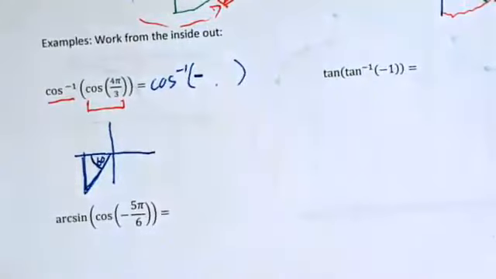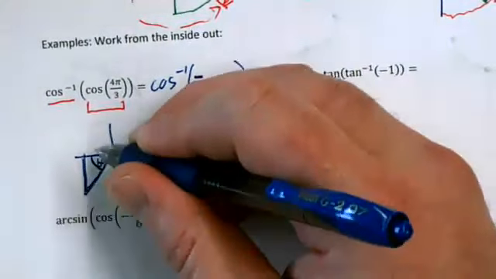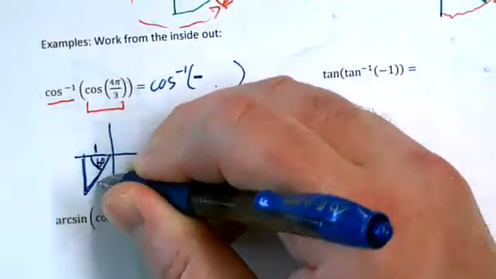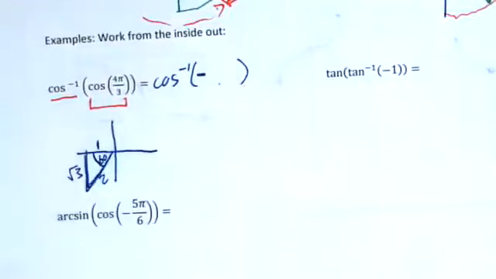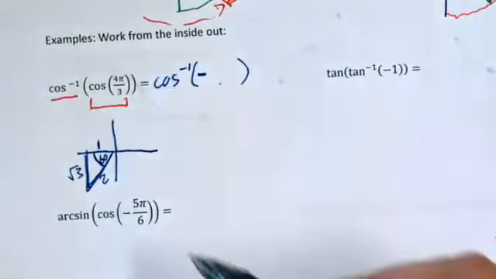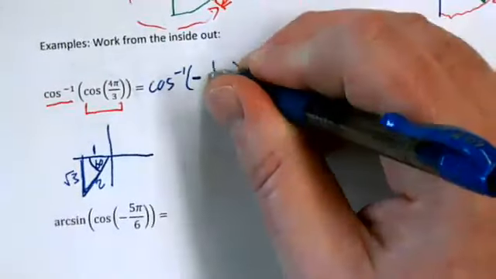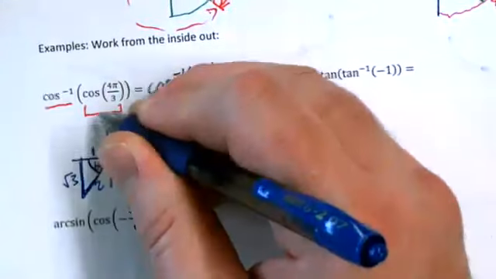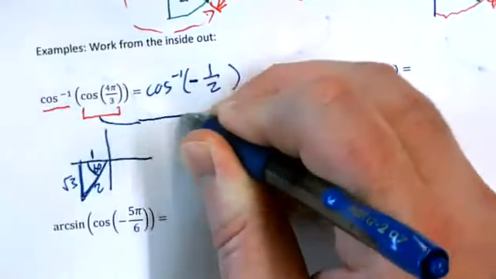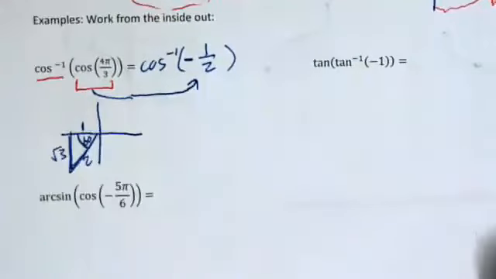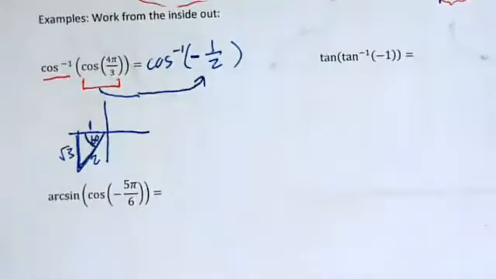All students, so tangent's the only one that's positive in this one. All right, 30, 60, 90 triangles. We got this. The short side is here. 1, 2, root 3. And cosine is adjacent over hypotenuse. So that's going to be negative 1/2. So I basically just figured out that this thing is equal to negative 1/2. So we still have that inverse cosine on the outside. We just got rid of the cosine on the inside.